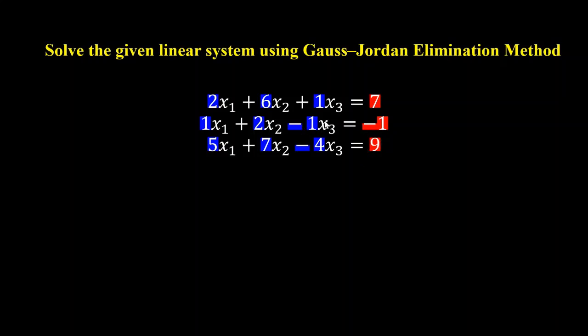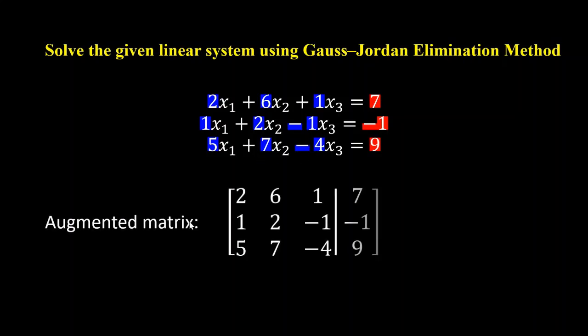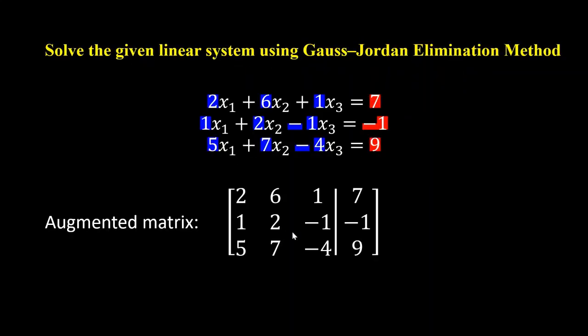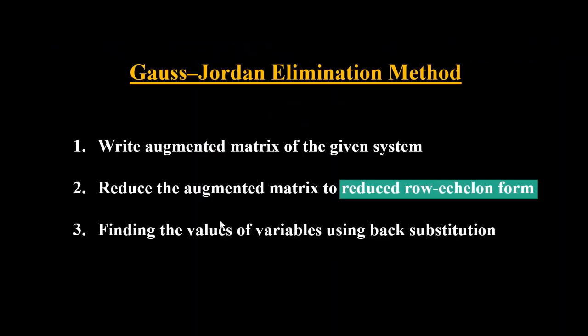Now we will convert this system into its augmented matrix form. So this is the augmented matrix of this system: 2, 6, 1, 7, 1, 2, minus 1, minus 1, 5, 7, minus 4, 9. This is the first step of our Gauss-Jordan elimination method: write the augmented matrix of the given system. Now we want to reduce this augmented matrix into its reduced row echelon form.